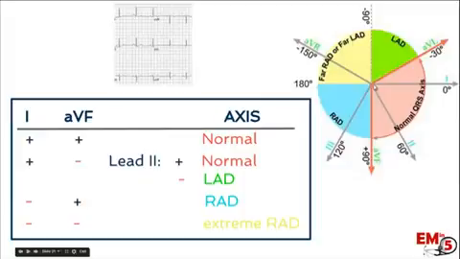So this is our one kind of trickier example. If you have a positive in 1 and a negative in AVF, now you're in this right upper quadrant, which can be either left axis deviation or normal. So this is the one time you're going to look at a third lead, which is lead 2. If you have a positive in 2, that's normal. If you have a negative in 2, that's a left axis deviation.